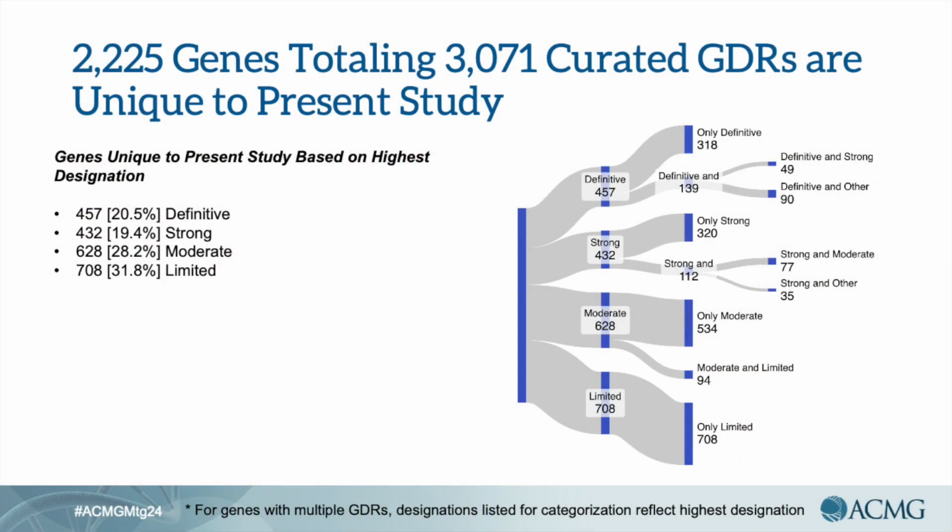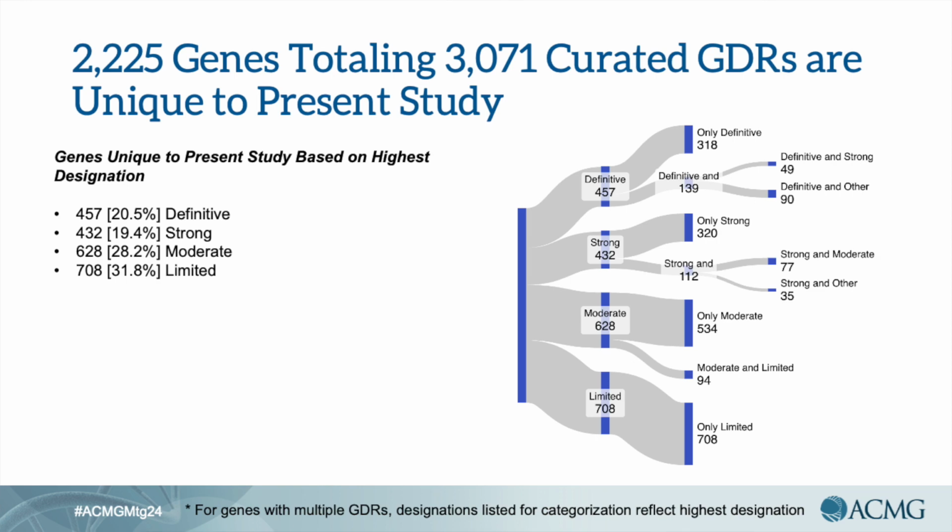First, speaking to the unique genes and the GDRs that resulted, you can see here on the left a breakdown of those genes and the strongest GDR level of evidence for each of those genes. Approximately 20% of those genes had at least a definitive GDR. Another 20% had at least a strong GDR, et cetera, et cetera.